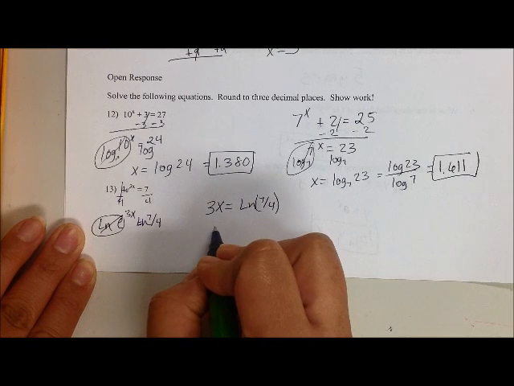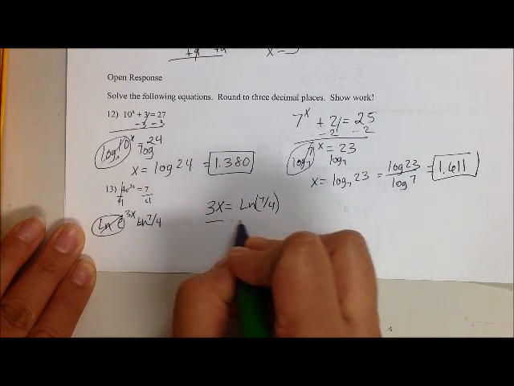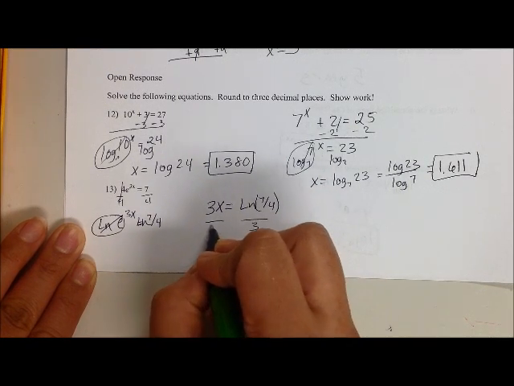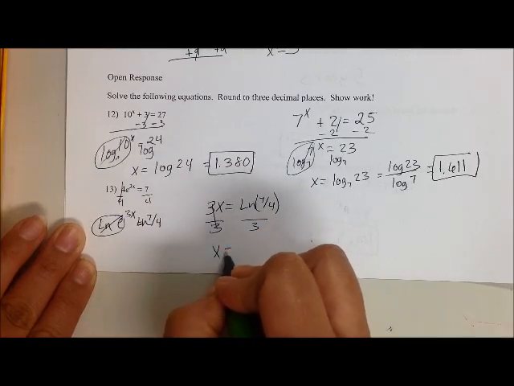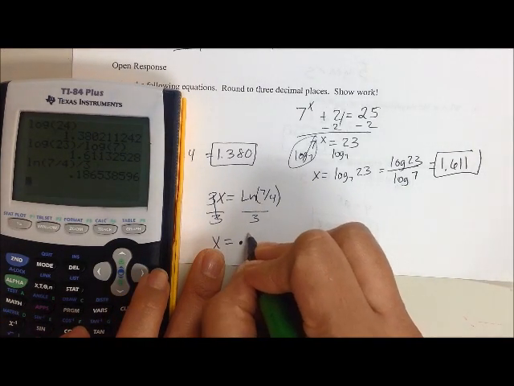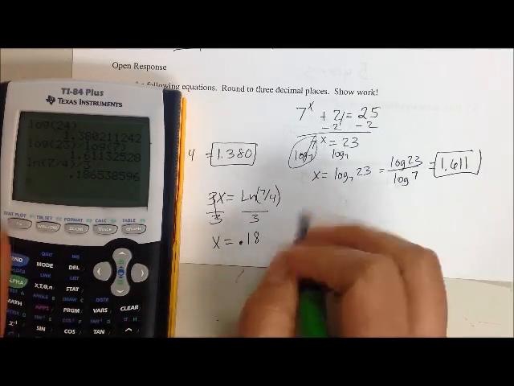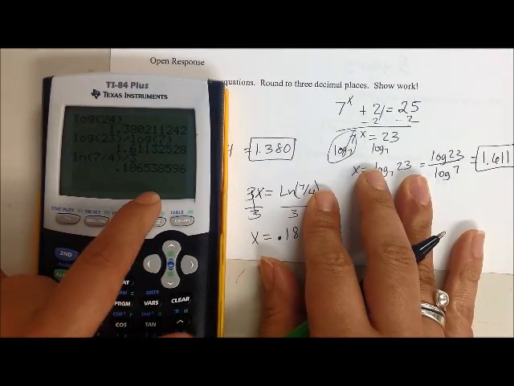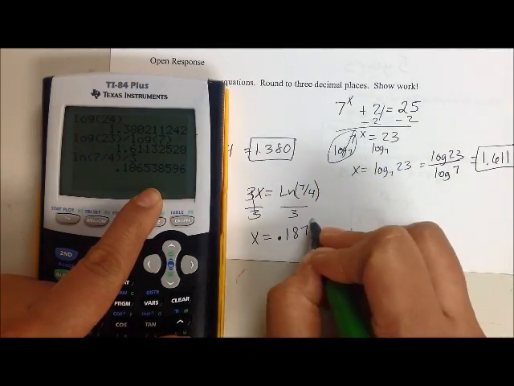But what is still in front of the x that we need to get rid of? The 3. So x equals ln of 7/4 divided by 3. That would be a 0.186. The 6 is followed by a 5, so that becomes a 7.